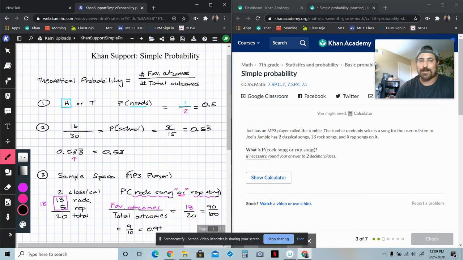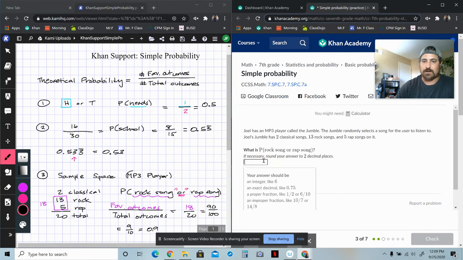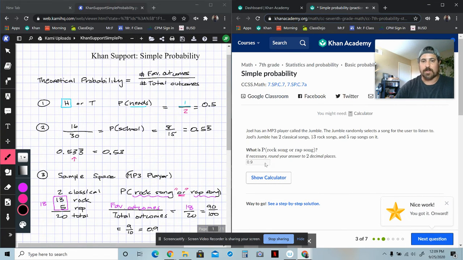The only thing you don't want are the classical songs, and that's 2 out of 20, or 10%. So 90% of it is what you want. So you're going to put 0.9, and that's your answer. The idea of or is that either of those two things are favorable. So you just take the probability of a rock song and add it to the probability of a rap song. Rock song would be 13 out of 20. Rap song would be 5 out of 20. So it's really 13 20ths plus 5 20ths, which is 18 20ths. Hence, 90%. Or means add, basically.